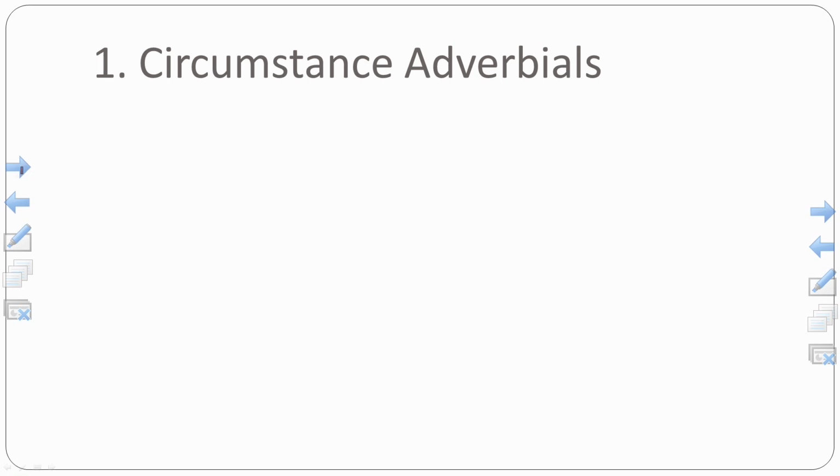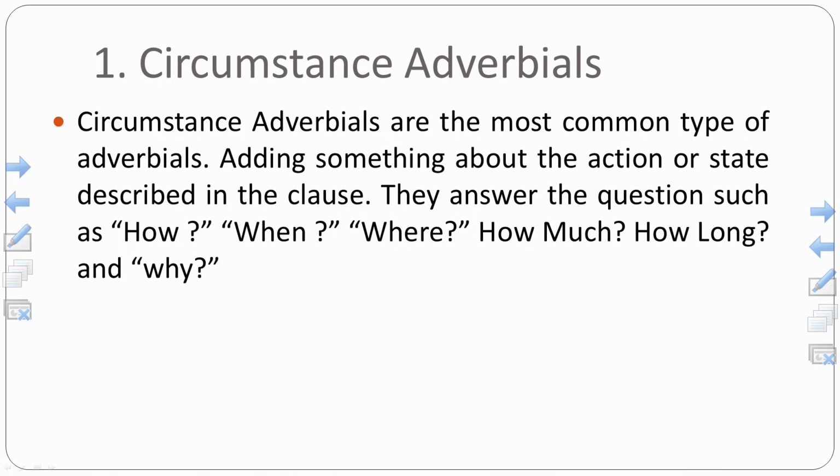Now the first, circumstance adverbials. Circumstance adverbials are the most common type of adverbials, adding something about the action or state described in the clause. They answer questions such as how, when, how much, how long, and why. So these are the questions that we generally use when we need to interrogate or ask some questions. We use question words like when, where, how much, how long.